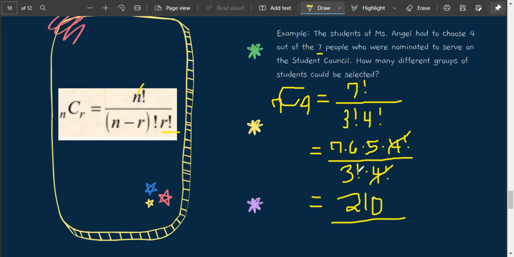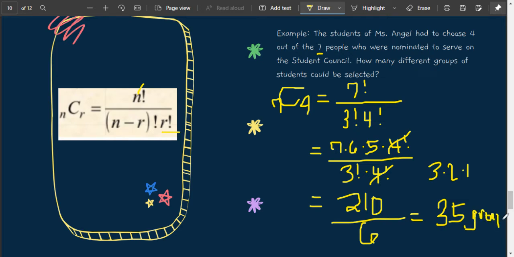Divided by, what is 3 factorial? Ang 3 factorial is 3 times 2 times 1, right? Diba? 3 times 2 times 1. Then 3 factorial, that is 6. So, diretso nyo na yan. So, 210 divided by 6 is equal to 35. So, ano ibig sabihin ng 35 na to, class? How many different groups of students? So, 35 groups yung magagawa nila.